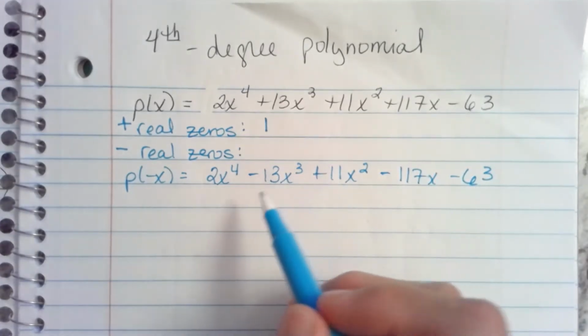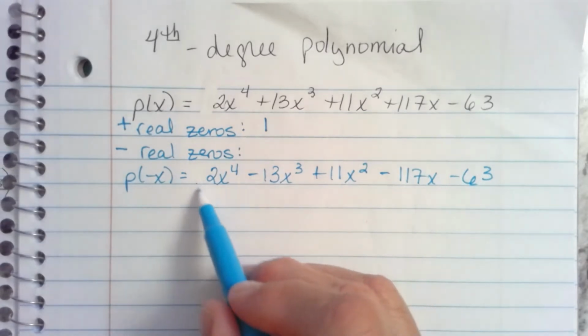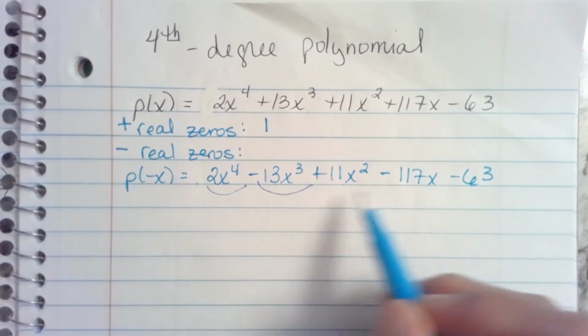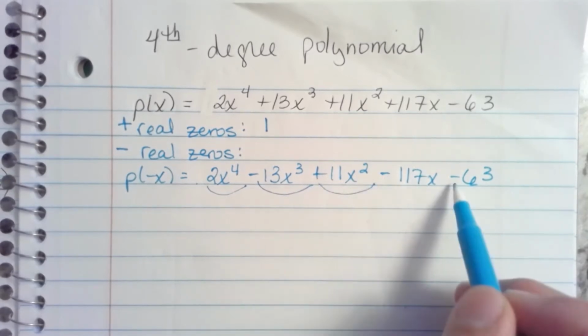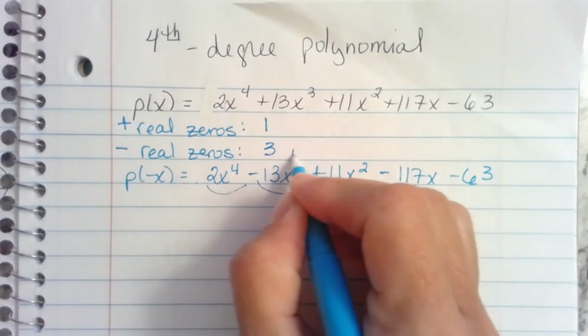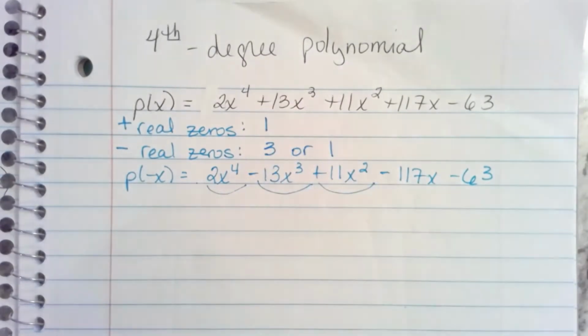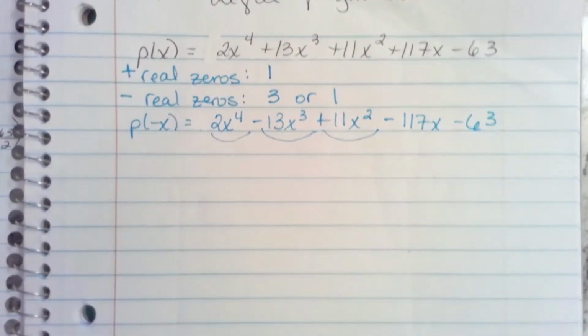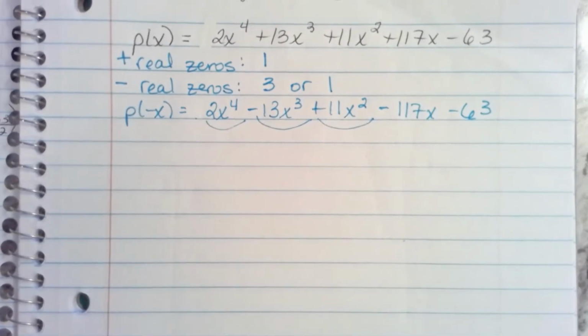So from here you can see the sign changes positive to negative. That's one time. That's two times. That's three times. And then it doesn't change again. So the negative real zeros, there will be either three of them or one of them. So now we can start working with our P's and Q's.